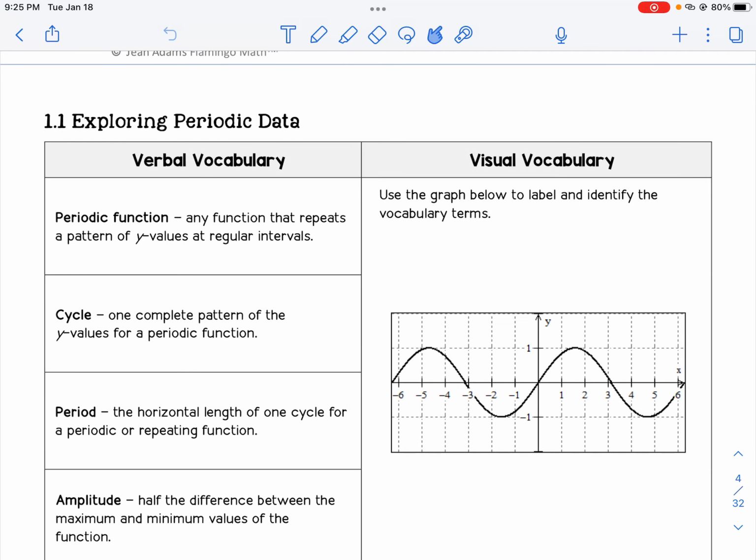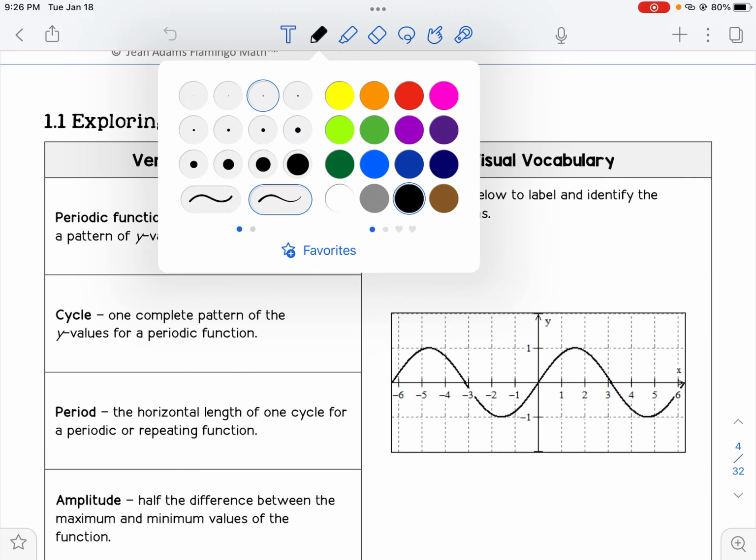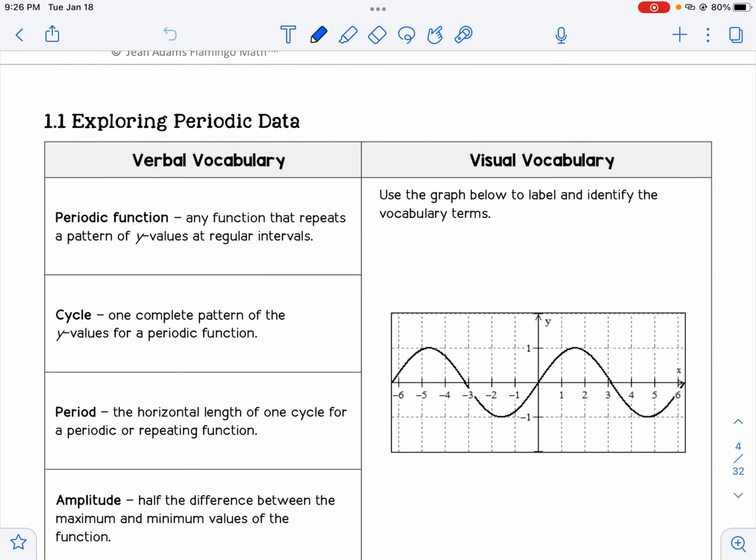All right, so here we are with our first lesson, 1.1, exploring periodic data. Now, this is sort of an introductory lesson that's going to come up later in the course. So it is important to learn some of these features of periodic data while we're still early in the class. A periodic function is any function that repeats a pattern of y values at regular intervals.